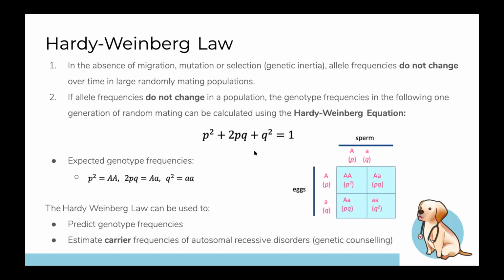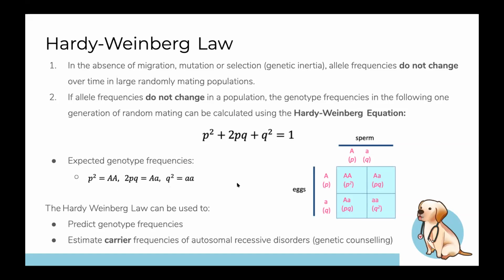The way that this is derived, you can probably see in the table here. You've got your capital A, your lowercase a, your p, and your q, and you basically just multiply them together to get all of your values. So then your expected genotype frequencies: p squared represents having 2 capital A's, 2pq represents a capital A and a lowercase a, and q squared is going to be your 2 lowercase a's.